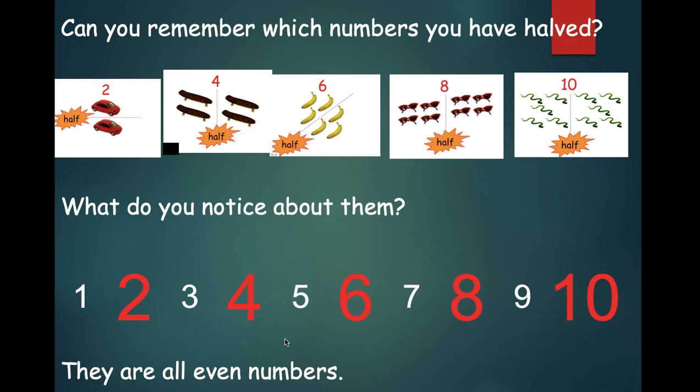The white numbers, the odd numbers, are not equally divided. They always leave a remainder. Whereas these 2, 4, 6, 8, 10, the red color numbers, are even numbers and they don't leave a remainder. They are equally divided. They are called the even numbers. Well done, you recalled it.